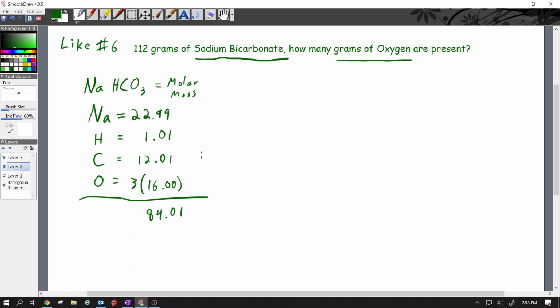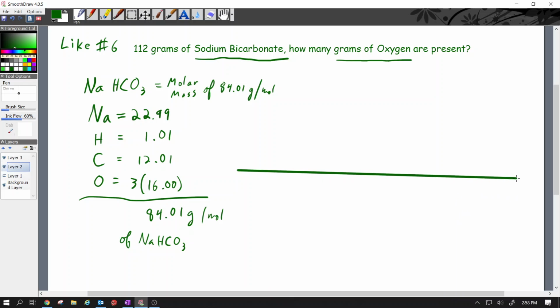.01. All right, I like it. And that is grams per mole of sodium bicarbonate. So the molar mass is 84.01 grams per mole. All right. At this point, there are 2 ways to work this. So I'm going to split the top and the bottom and work one of them in red and one of them in panther purple.